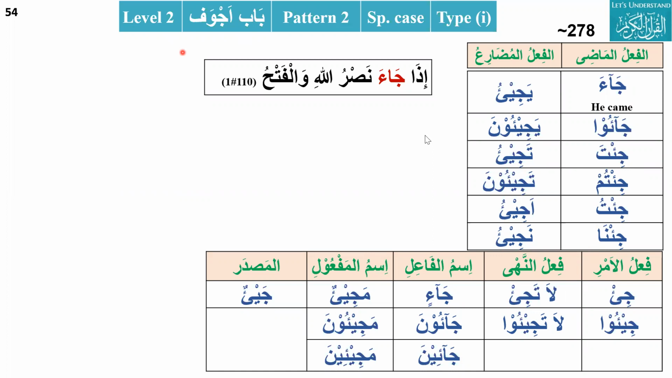Thank you. Daniel, go ahead, please. Take this ayah. Iza, when ja'a, he came. It's a special case of Sara Yasiru, ja'a yaji'u. Nasru is not the passive voice. The passive is nusira. This is nasr, a masdar of Nasara Yansuru, nasr or nusra. Nasr means to help.